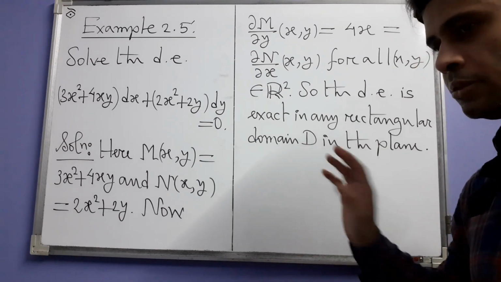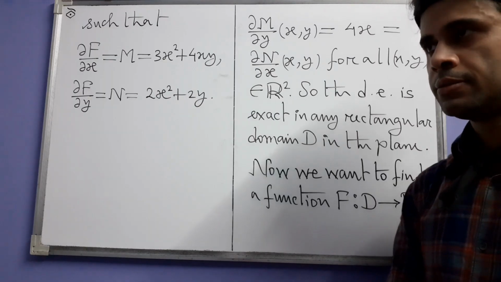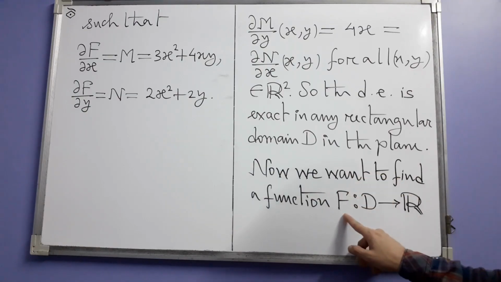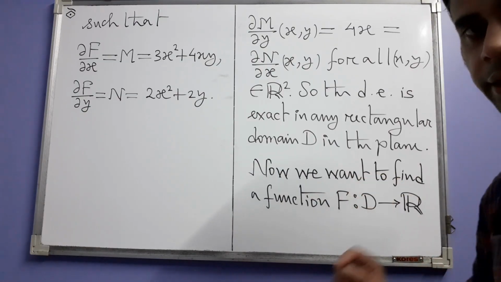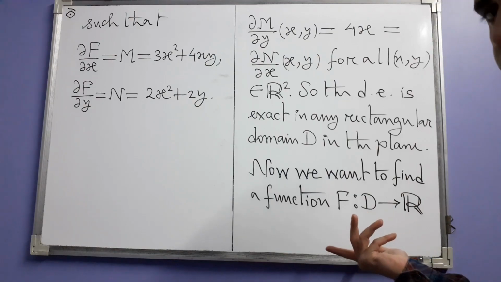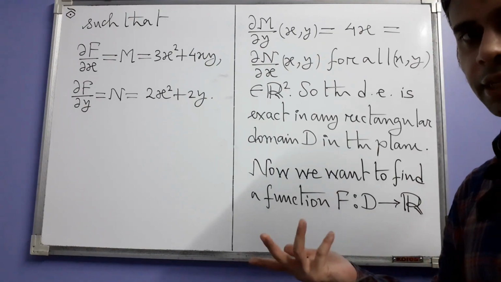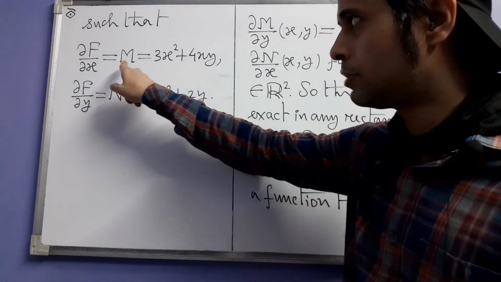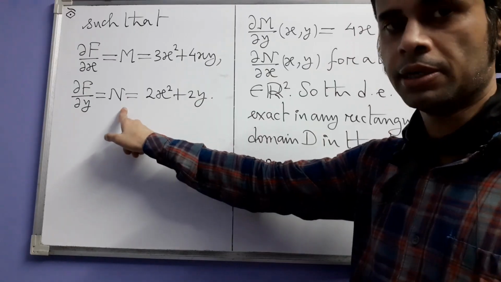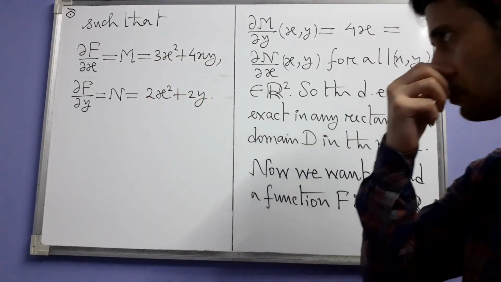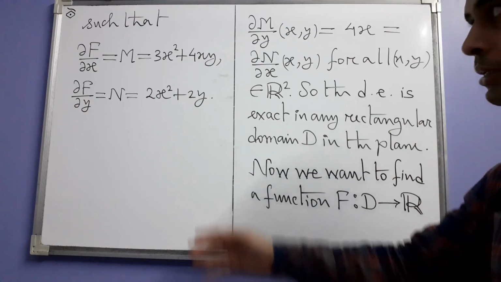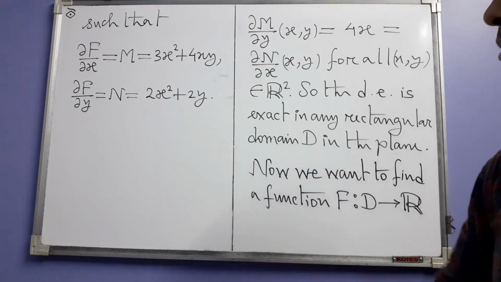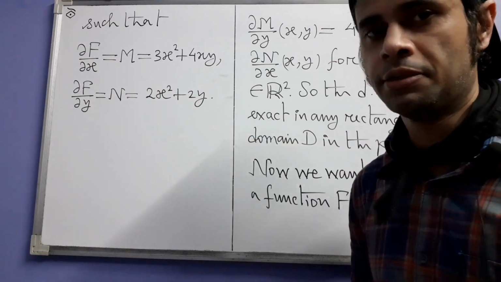So next comes the real part. Now that we know that our equation is exact, we know that a function f from D to R will exist, which satisfies the usual conditions that first partial derivatives exist and are continuous. But the main thing is that del f del x will be equal to m and del f del y is equal to n. Now you recall the proof. What did you do in the proof at this stage? You naturally did integration.